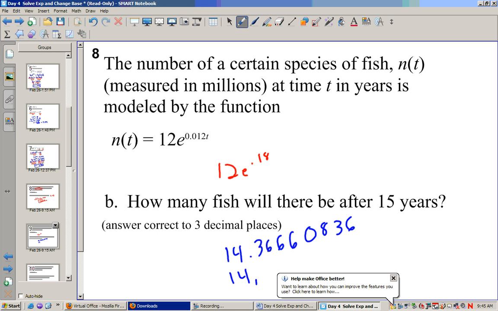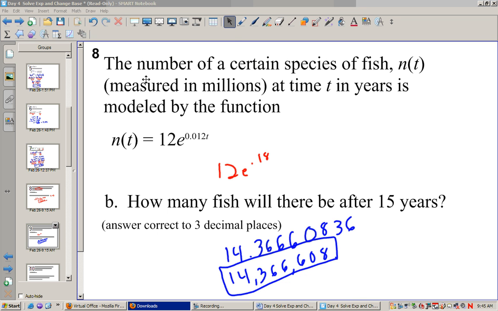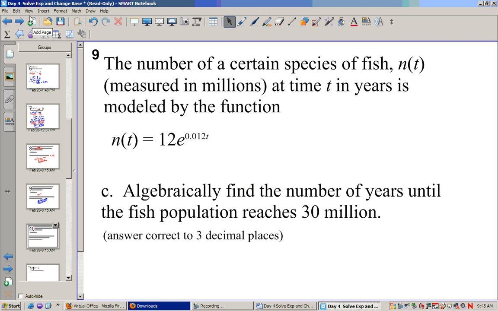So 14,366,608. Now it says round to 3 decimal places. I think they're just talking right here: 14.3667 millions. But since we have the numbers, might as well write it all out.